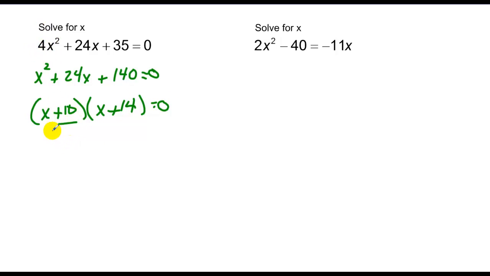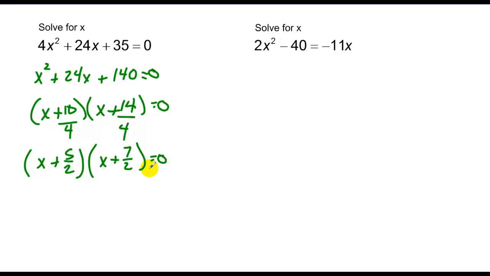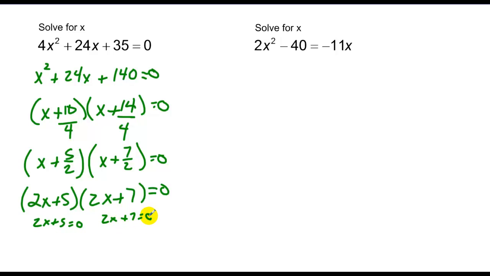Then I'm going to have to divide by my original term. Notice both of these reduce, so I have x plus 5/2, and x plus 7/2. Since I have two remaining fractions, I bring my denominators to the front, like so. Just do a real quick check. There's 4, 14 and 10 make 24, and there's my 35. So I set 2x plus 5 equal to 0, 2x plus 7 equal to 0, and I get x equals negative 5/2 and x equals negative 7/2.